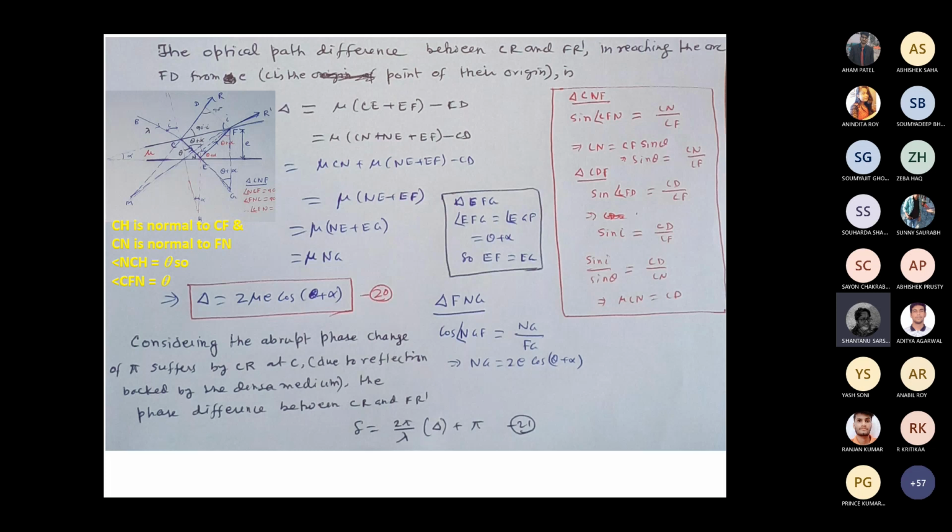Now for that, let us take this triangle CNF. What is N? We have drawn a normal FN from F to CE.